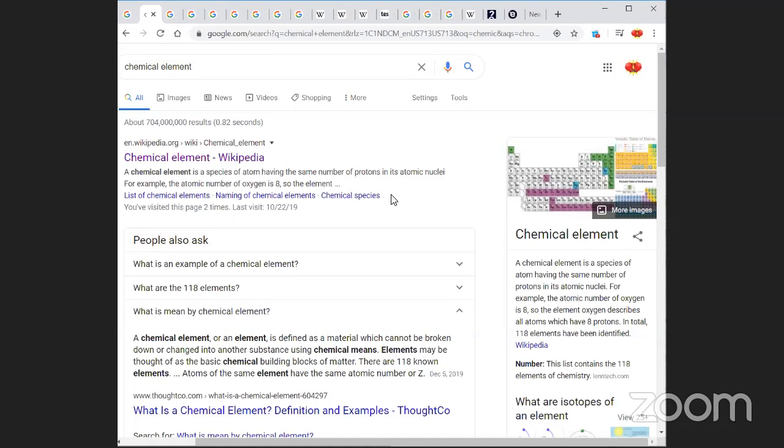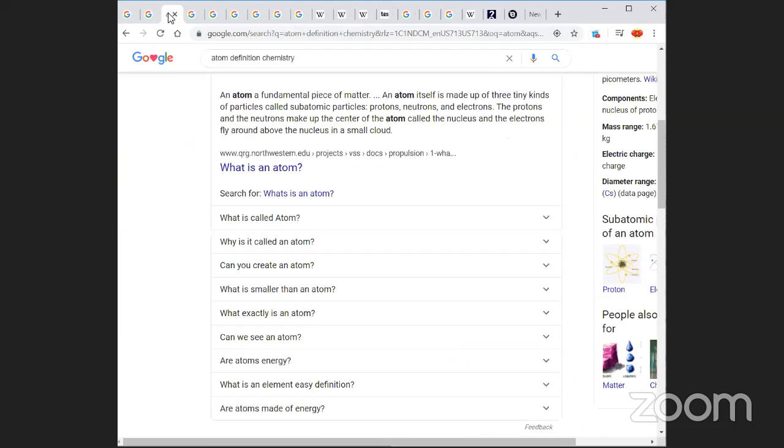What is a chemical element? A chemical element, or an element, is defined as a material which cannot be broken down or changed into another substance using chemical means. That's very important to understand. Elements may be thought of as the basic chemical building blocks of matter. There are 118 known elements.